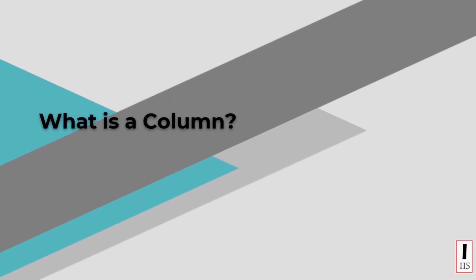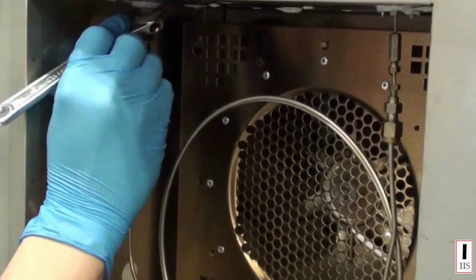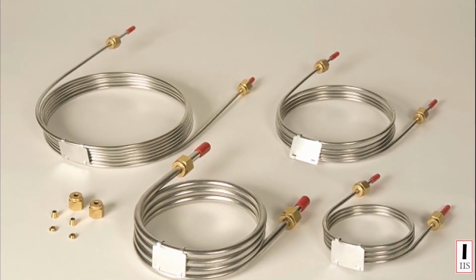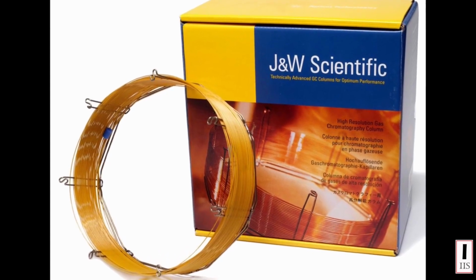What is a column? It is a coiled tube that holds a stationary phase inside. Columns are made of materials that can withstand high temperatures and that are resistant to corrosion.